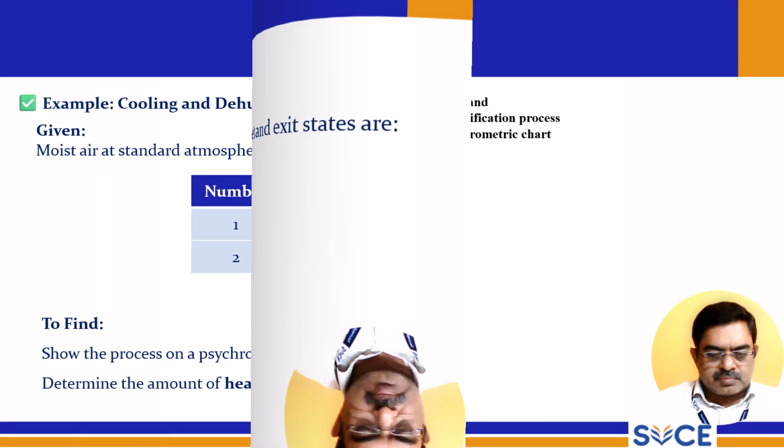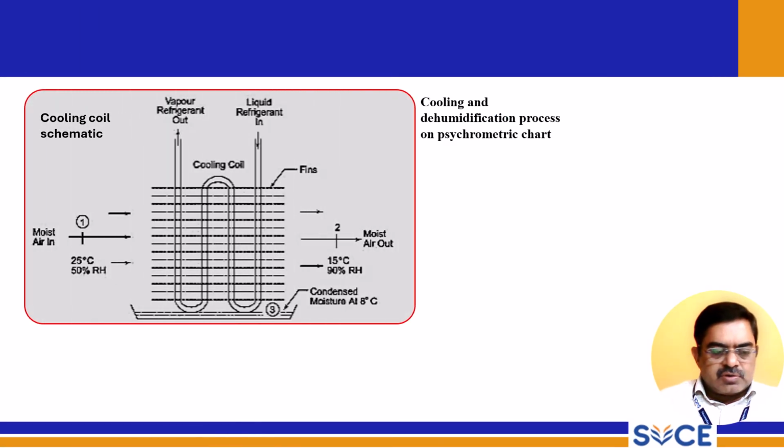So this is the cooling coil schematic, and the moist air in is at 25 degrees Celsius and 50% RH, and moist air out is at 15 degrees Celsius, 90% RH. The condensed moisture is at 8 degrees Celsius. This is the cooling coil, with liquid refrigerant in, and after cooling, vapor refrigerant out is taking place.